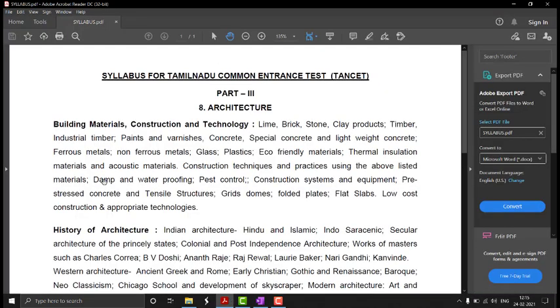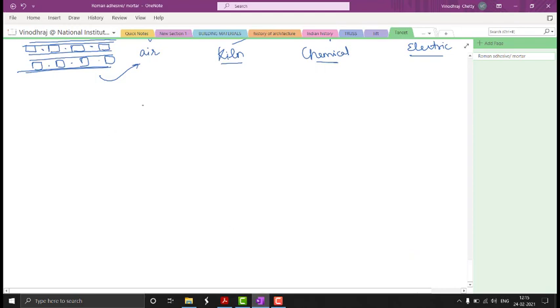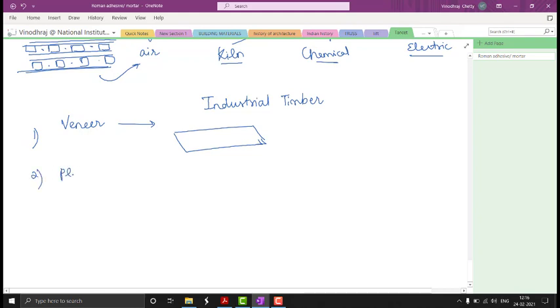And next, basically talking about industrial timber over here. Industrial timber. You all might be aware of this, I'm just going through it quickly. Industrial timber is the forms of wood that are available in the market. First there is veneer. Veneer is basically a single layer, the thinnest layer of the wood, right? So that is veneer. Second is plywood.